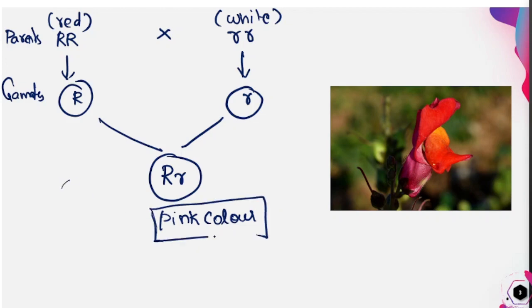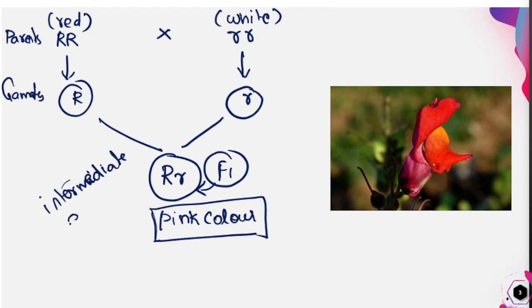So this pink color is your F1 progeny. Your F1 progeny will be in pink color. This pink color indicates the what? Intermediate character. Pink color indicates the intermediate character. Clear? Intermediate character.